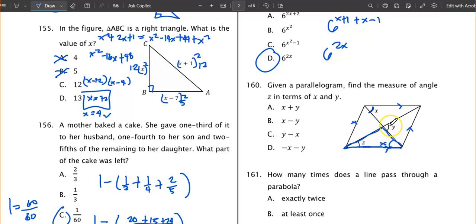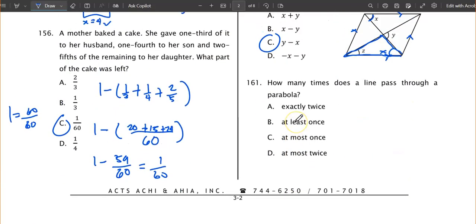Remember, in theory, the measurement of this one is the sum of the remote interior angles. So y is actually equal to x plus z. So we are going to solve for z. This becomes y minus x equals z. That is letter C, right? Letter C.